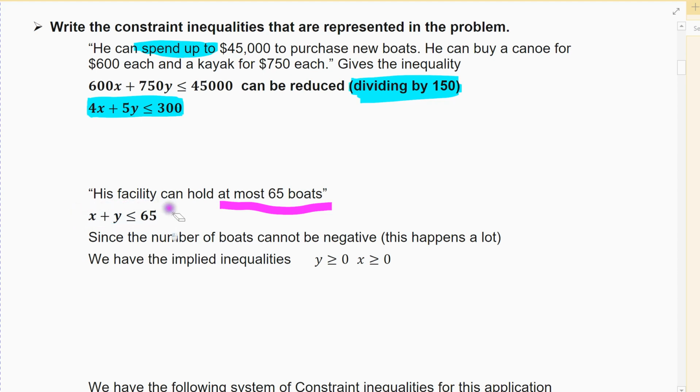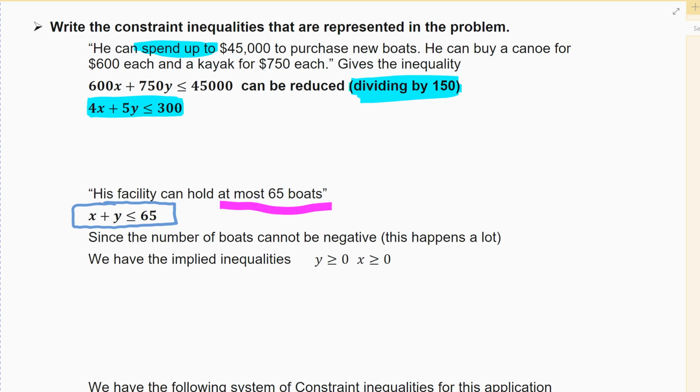Alright, and those are the two equations. Those are our two restrictions. Right, our two restrictions are our budget and how many canoes we can hold. Now, if you remember, I kind of talked about this a little bit in 5.1. Application problems, we should always stick to what makes sense, right?